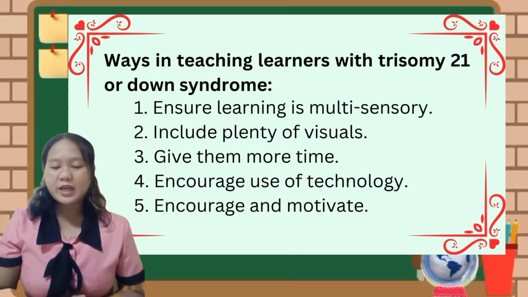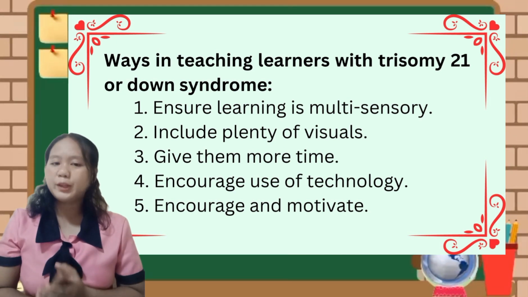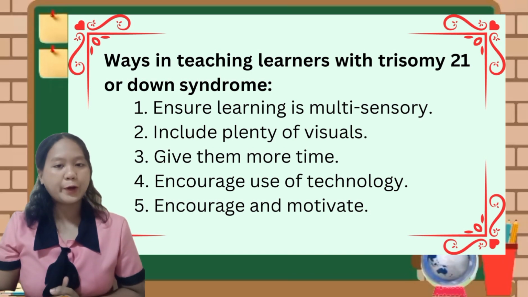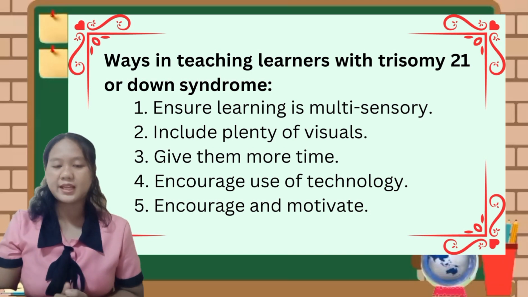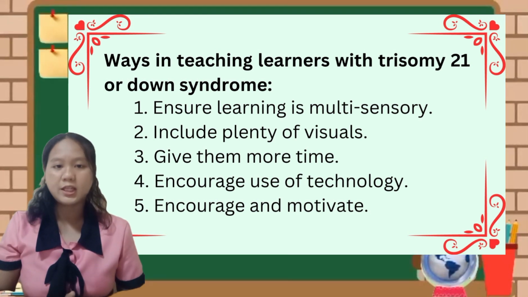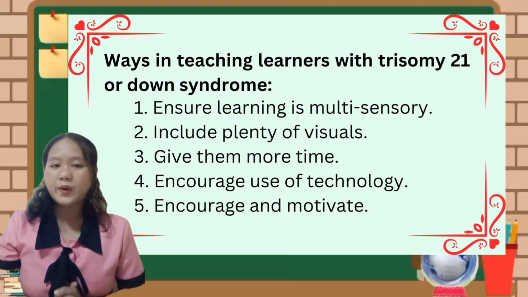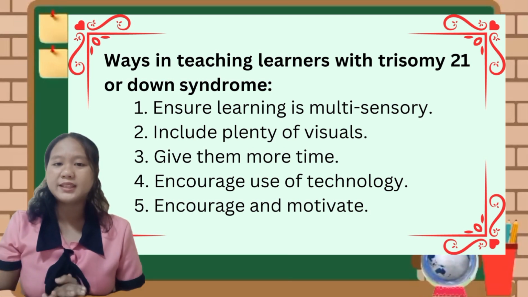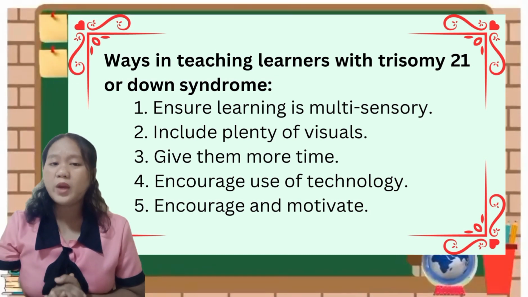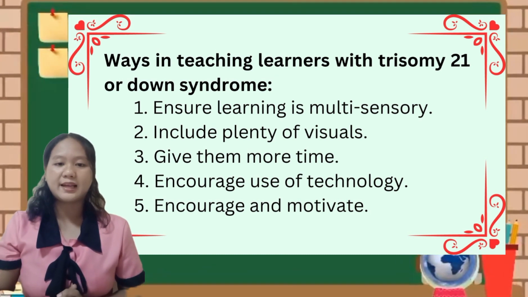Lastly, encourage and motivate. Most learners with Down syndrome have to work harder than their peers to achieve the same results in the classroom, and they thus require plenty of encouragement, reassurance, and praise to keep them on track. It also helps if they are given special assignments designed just for them that provide them with opportunities for success.